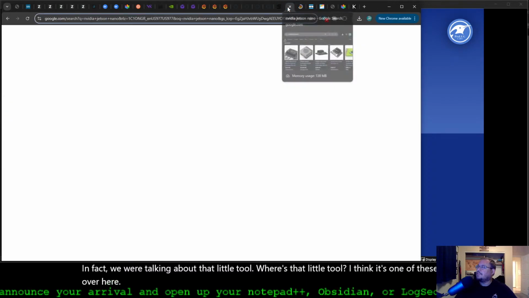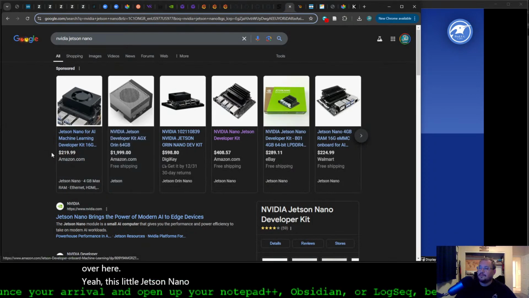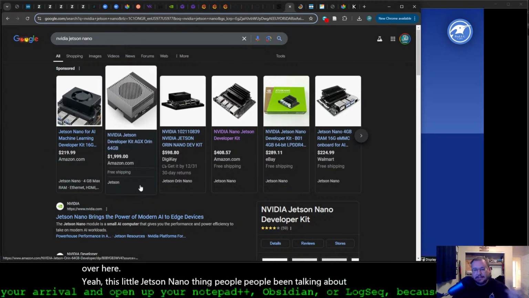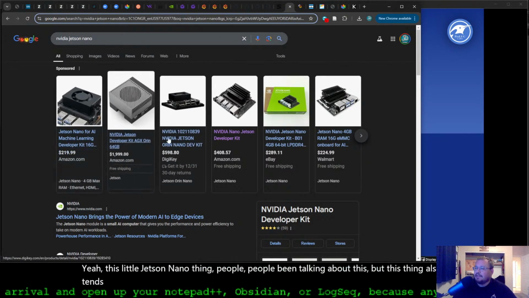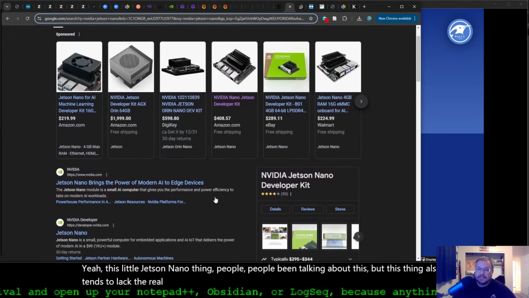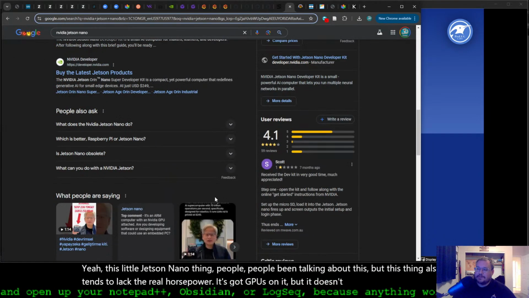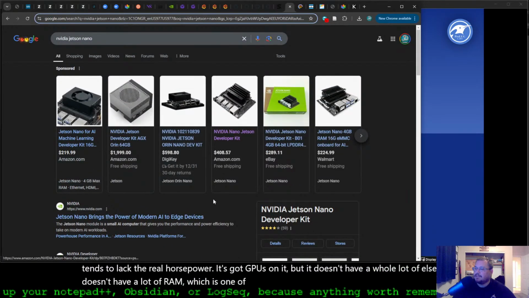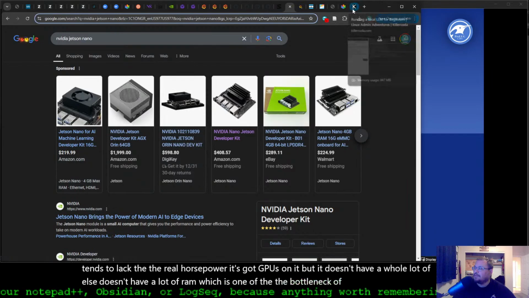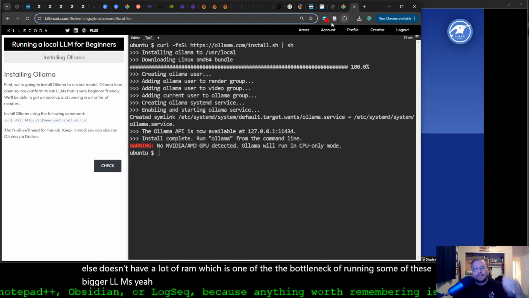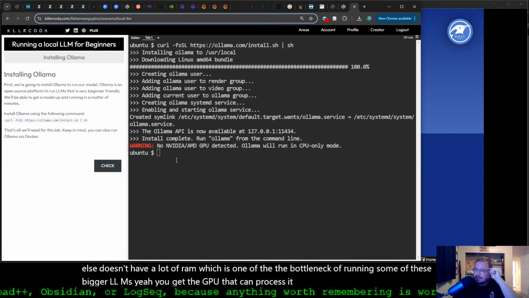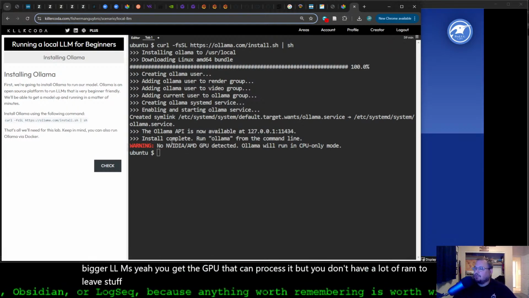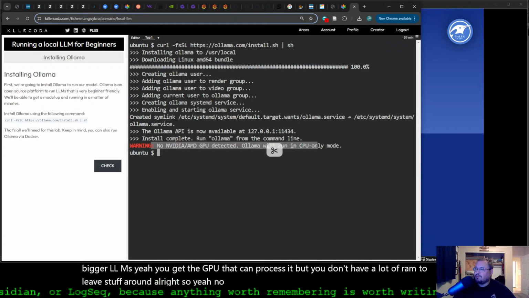Yeah, this little Jetson Nano thing. People have been talking about this, but this thing also tends to lack the real horsepower. It's got GPUs on it, but it doesn't have a whole lot else. It doesn't have a lot of RAM, which is one of the bottlenecks of running some of these bigger LLMs. You've got the GPU that can process it, but you don't have a lot of RAM to leave stuff around. All right, so yeah, no GPU detected, so Ollama will run in CPU only mode.